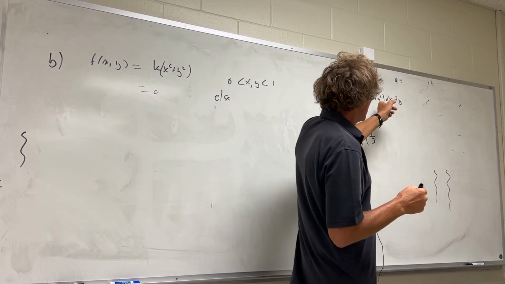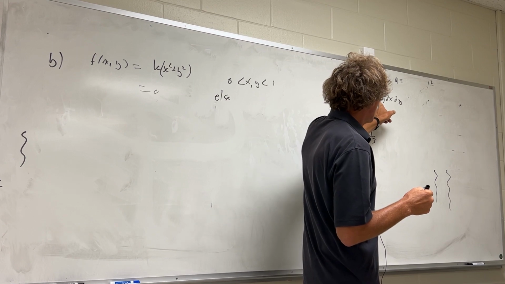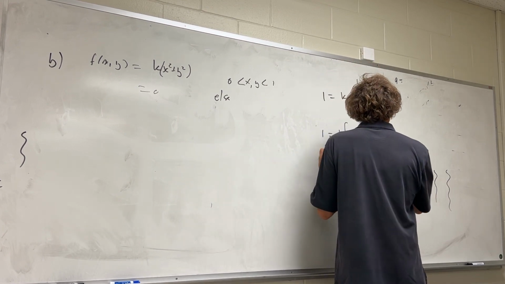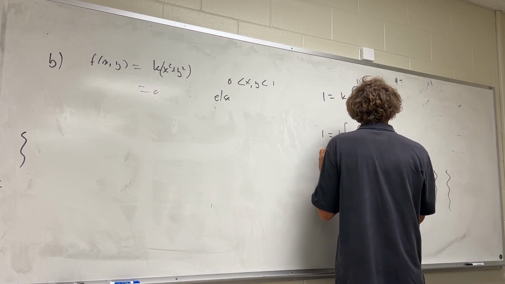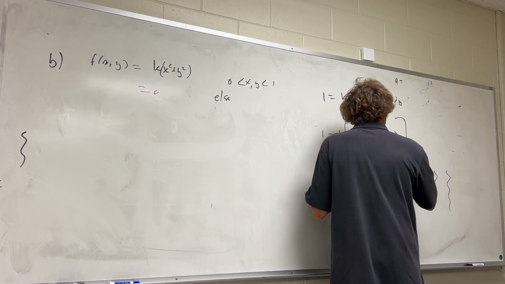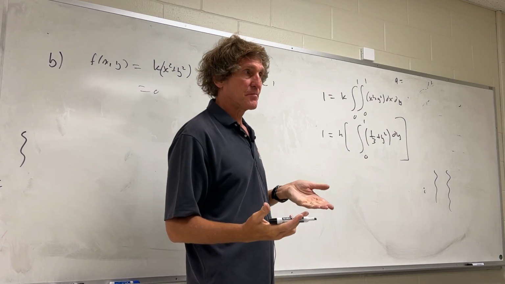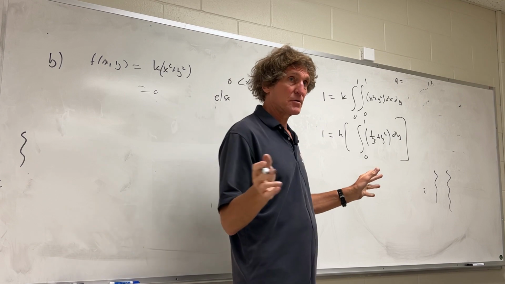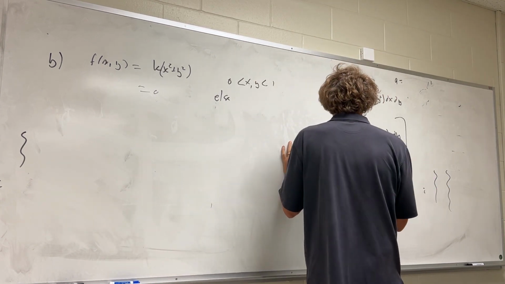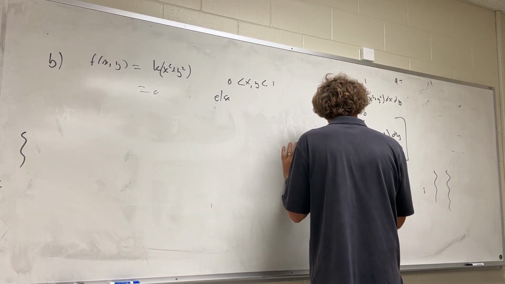And then I get dx times y from 0 to 1, which is just plus y squared dy, with y going from 0 to 1. Here I'm just doing the first integration. Now I'm going to do the second, but it should be clear that there's no trick here. It's just a straight integration. So I have 1 is equal to k.